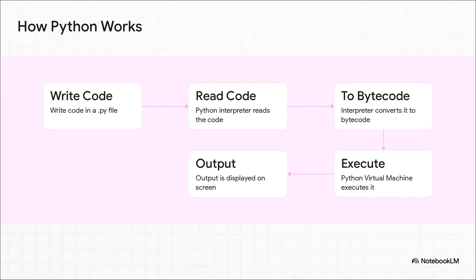So, to truly understand Python, let's demystify the so-called black box of how it actually works. When you write code, it isn't magic, right? It's just a beautifully logical, step-by-step process. First off, you write your human-readable code in a .py file. Second, the Python interpreter steps in and reads that code. Third, it converts your text into what's called bytecode. Fourth, the Python virtual machine, or PVM, executes that bytecode. And finally, boom, your output is displayed on screen. It's this fascinating, seamless translation from your brain directly to the machine.